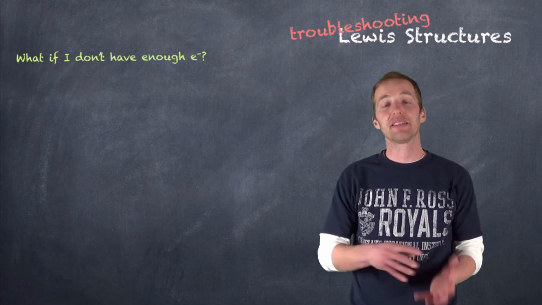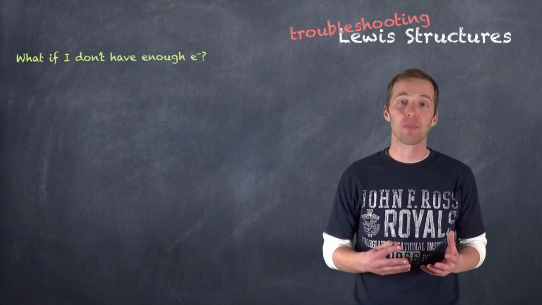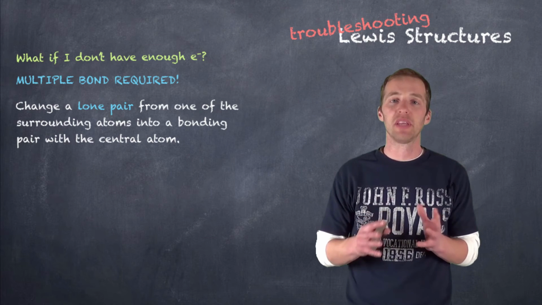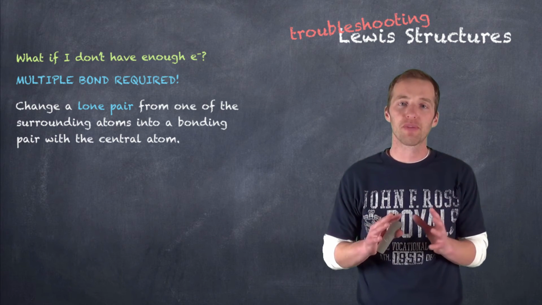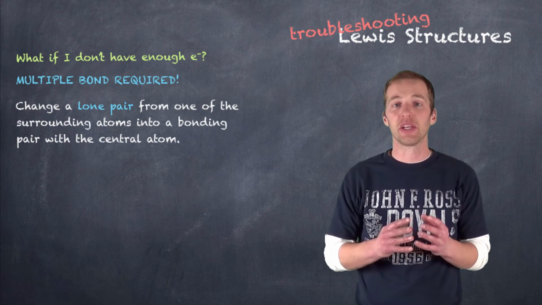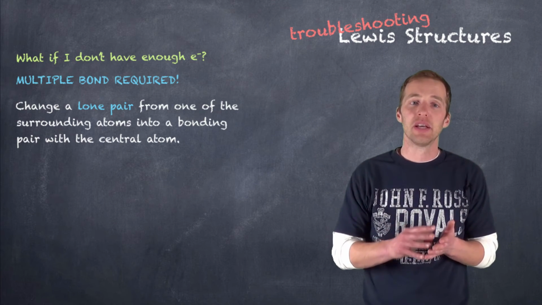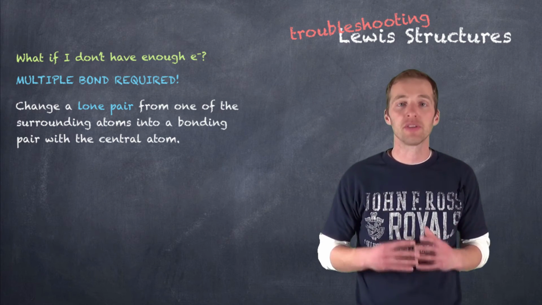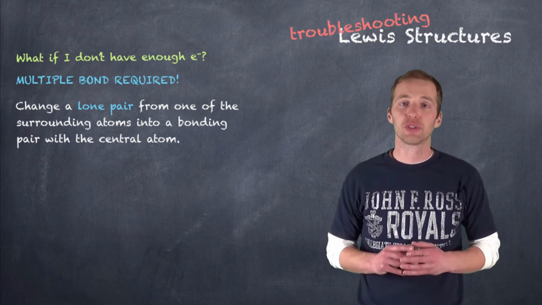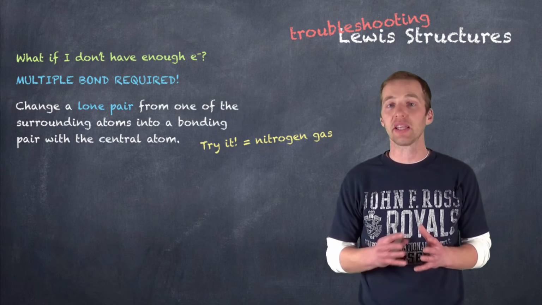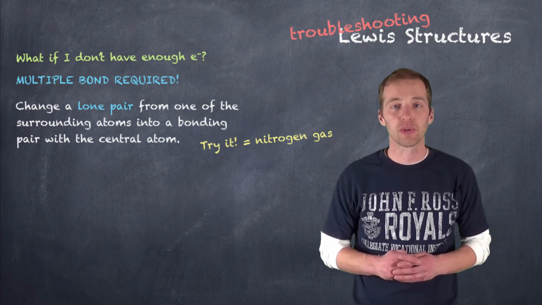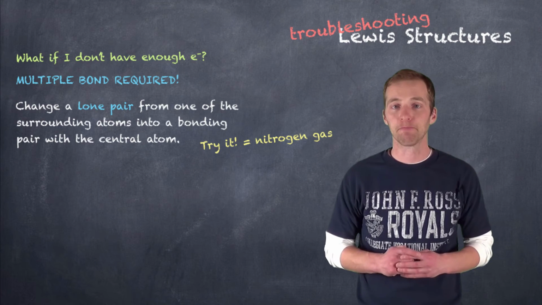Well, what we have to do in that case is we have to create a multiple bond. It could be a double bond, it might even be a triple bond, and what you have to do is take one of the lone electron pairs from one of the peripheral atoms and move them into a structure that is going to have a double bond. And so we say that if there aren't enough electrons, you have to have a multiple bond. So why don't you try this out? Try drawing the Lewis structure for nitrogen gas, and I think you'll find that as you're going through the steps, you're going to have a multiple bond in order to illustrate the structure of nitrogen gas properly.